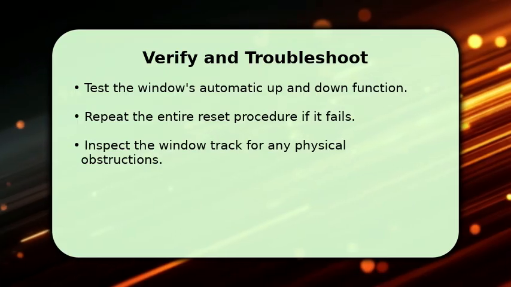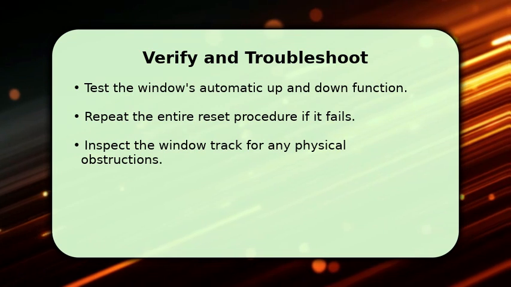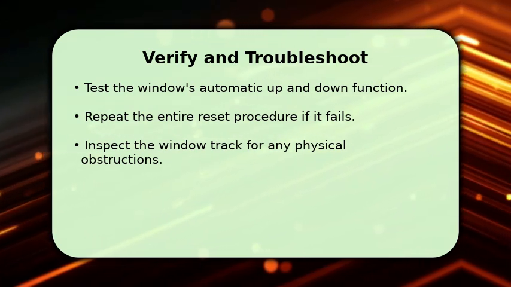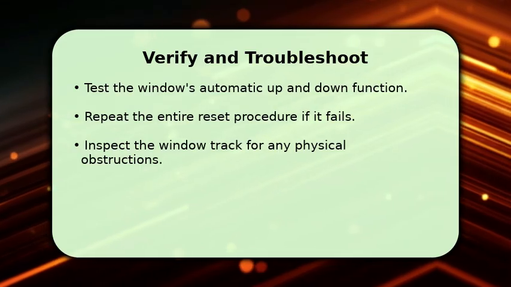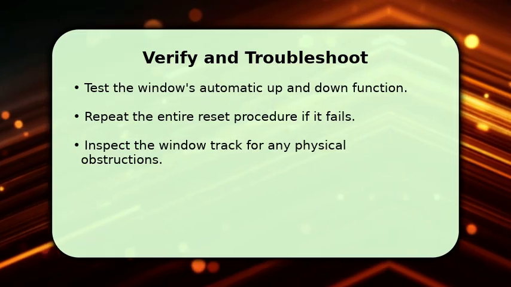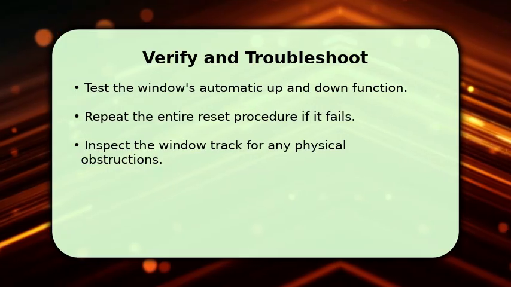After completing the reset sequence, test the window's automatic up and down function. Simply press the switch down fully and release it to see if the window goes down on its own, and then pull it up fully to see if it closes automatically. If the window still isn't working correctly, repeat the entire reset procedure one more time.